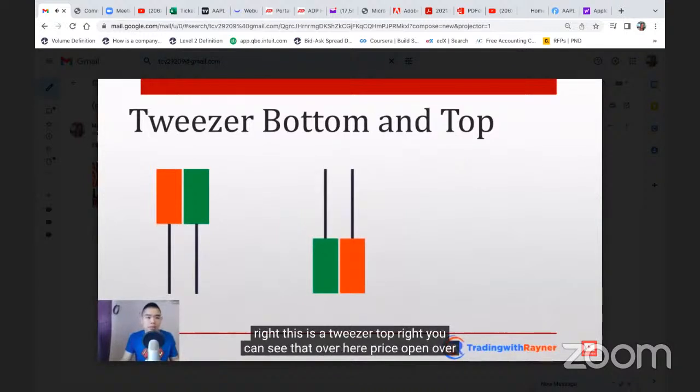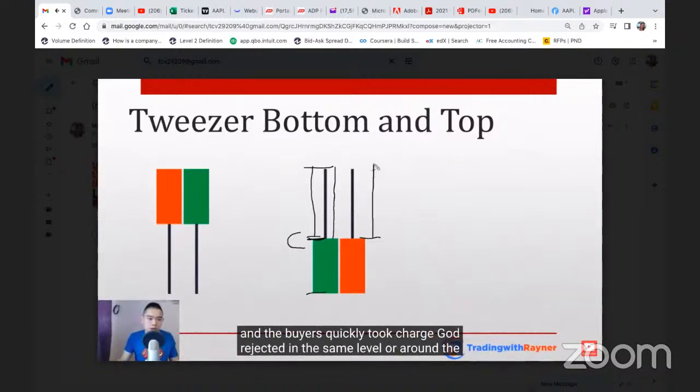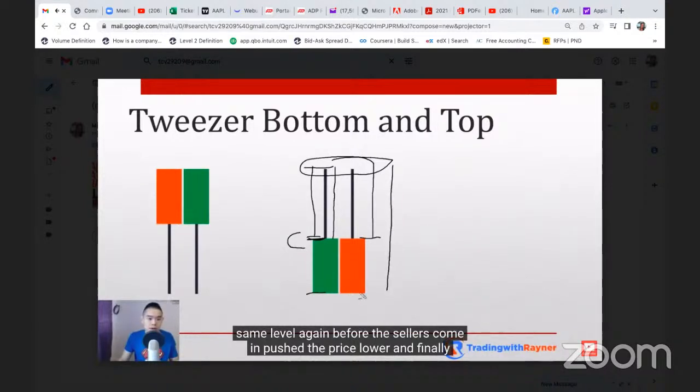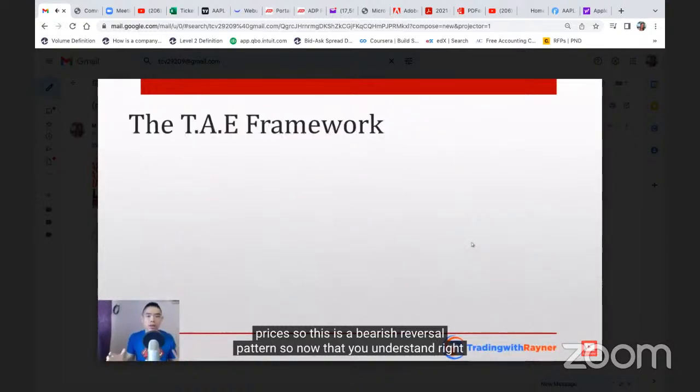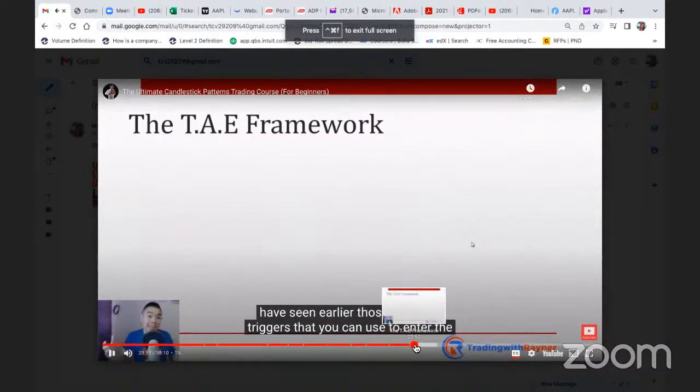And on the other hand, this is the tweezer top. You can see that over here, price opened over here and closed here. At one point in time, it was at the highs of this session before the sellers pushed price quite a bit, finally closing near the middle of the range of the candle. Then the next candle, the price opened here and the buyers quickly took charge. Got rejected at around the same level again before the sellers came in, pushed the price lower and finally closed near the low. So again, 2 times the price rejection of higher prices. So this is a bearish reversal pattern. So now that you understand the 5 powerful candlestick patterns, how does this fit into the tape?